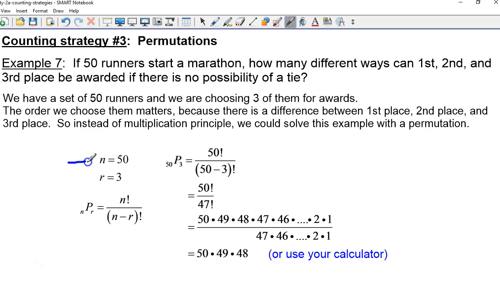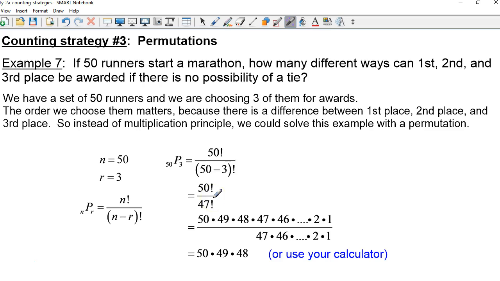That means that the number of elements n is 50 because we have 50 runners to choose from. r is 3 because we're choosing 3, one to be first, one to be second, one to be third. So we're going to be computing 50P3, permutation choosing 3 out of 50. So that would be 50 factorial over 50 minus 3 factorial, which is 50 factorial over 47 factorial.